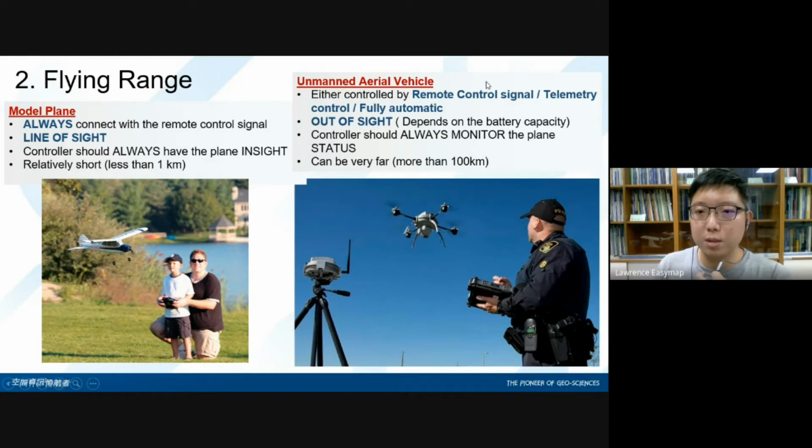Of course, it depends on the battery capacity. The larger the battery, the more electricity, so it can fly for a longer time and a longer distance. In this case, the controller is no longer a person controlling the airplane, but someone monitoring the status of the UAV all the time. The UAV can normally fly a very long distance, for example, up to 100 kilometers or even more.